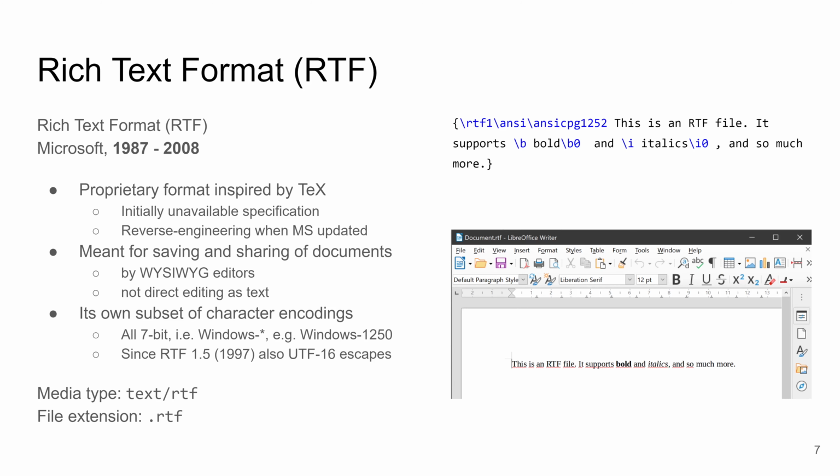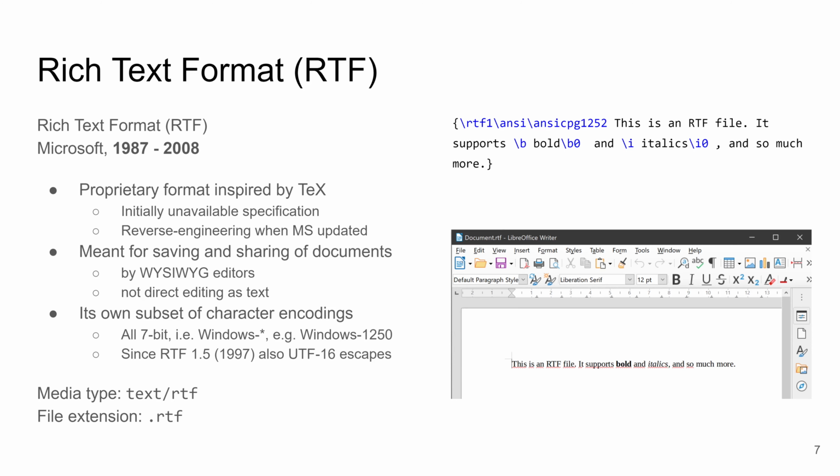The rich text format, even though it is text-based, is not meant to be edited directly. It is meant for saving and sharing of documents created in word processors. One interesting thing about RTF is that it identified its own set of encodings which were supported in RTF, and they were all the Windows something encodings present in the Windows operating system.